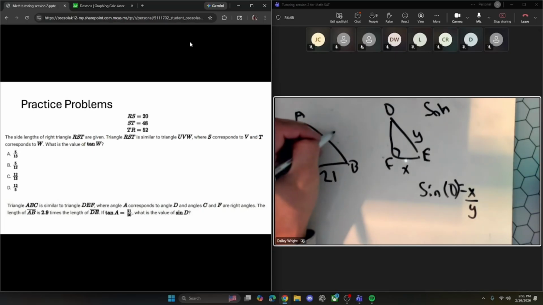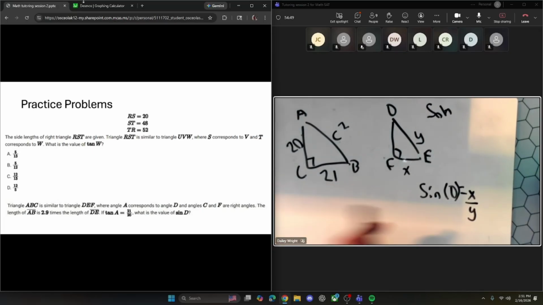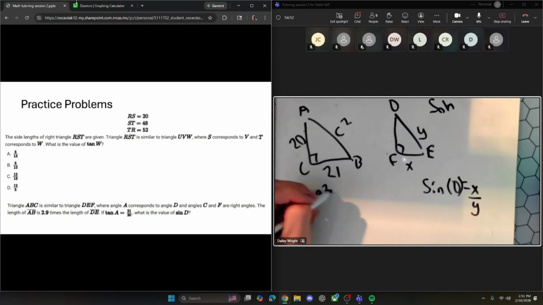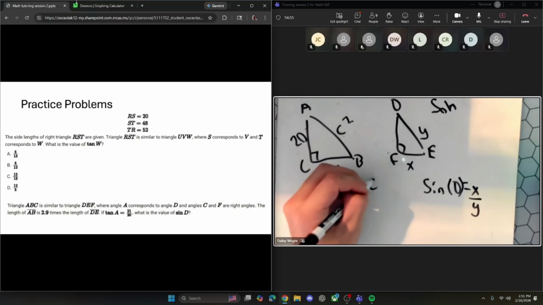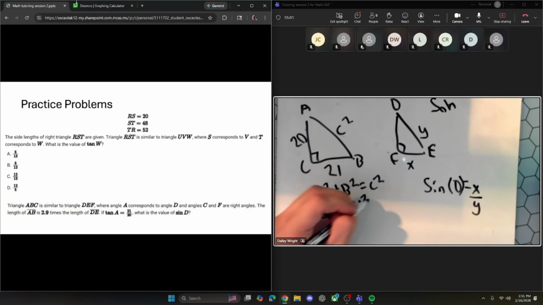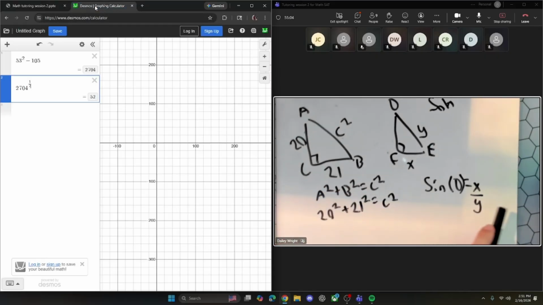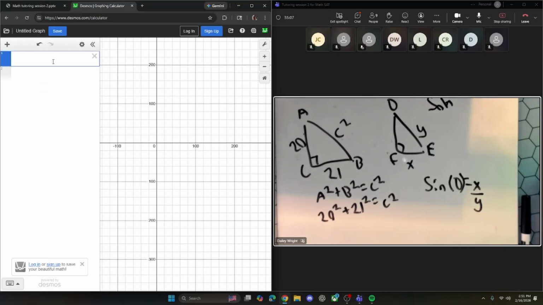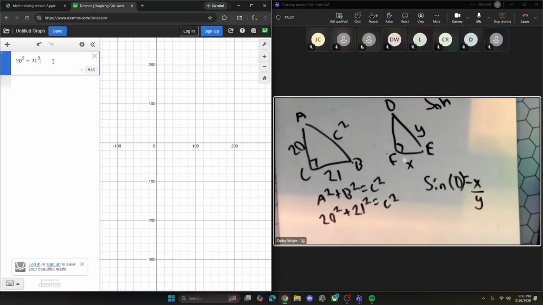So AB is the hypotenuse. This would be your C squared. So it would be A squared plus B squared equals C squared. 20 squared, I'm plugging in now, plus 21 squared equals C squared. Oh, I don't know why I put the C squared in there. Well, we solve for this side. We have 841 equals C squared.